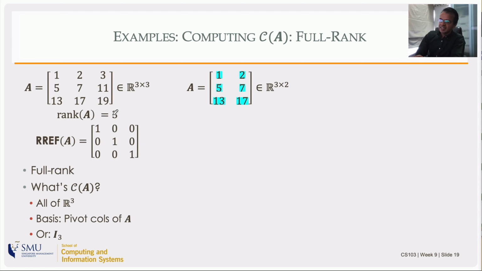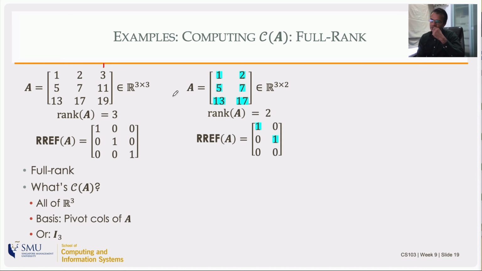Now let's take a slightly different example. It's basically similar to A, except that I killed the last column. So I have only the first 2 columns. Now let's do the row reduction here. First of all, what's the rank of the matrix? The rank is 2 because there are 2 columns and they are linearly independent. What's the reduced row echelon form, RREF, of this matrix? It becomes an identity matrix near the top and 0 columns in the bottom.